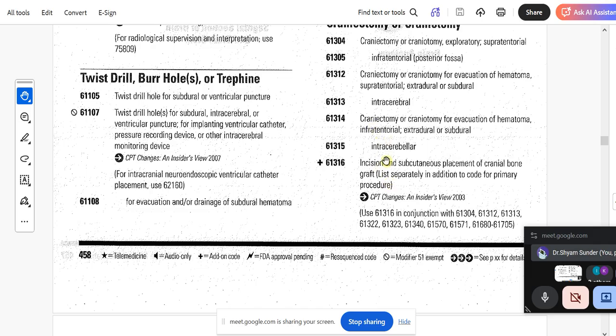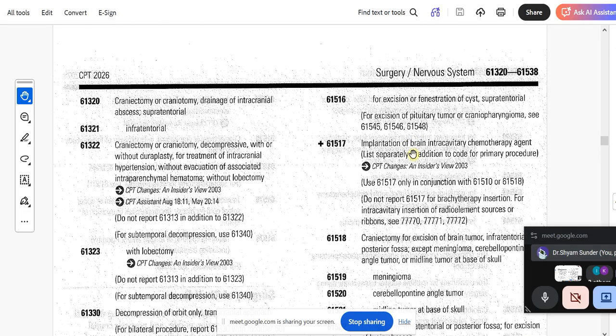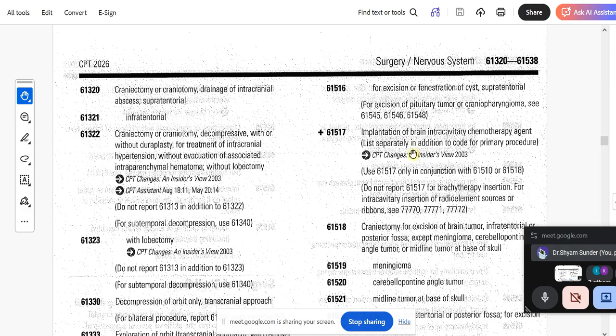So infratentorial, intracerebral, again cerebellum is another part. This is intracerebral, within the cerebellum. This is within the brain. So you have to go through all these procedures. I'm giving you the important procedures for which you need to understand the codes.